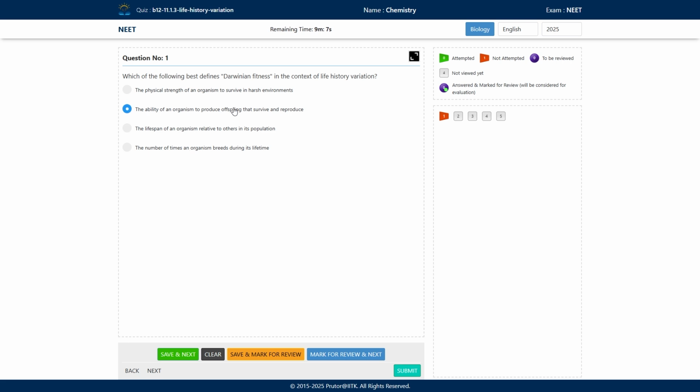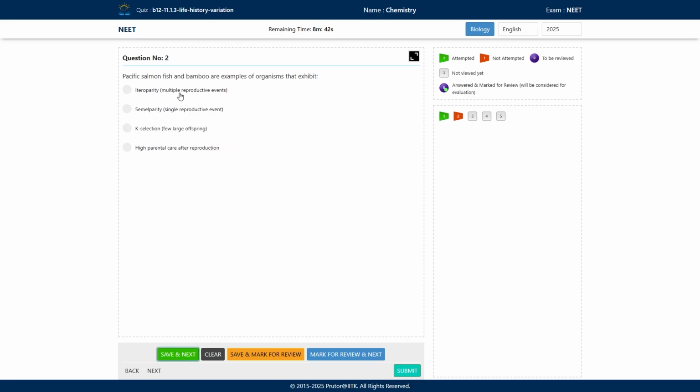Here, option number B is the correct answer. Darwinian fitness basically means the organism is able to produce more number of offspring. Okay, these offspring will survive and then they will reproduce. They will produce more number of offspring. Okay, Darwinian fitness means reproductive fitness. Clear?